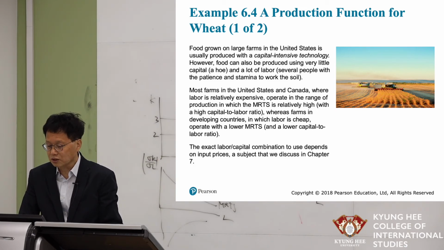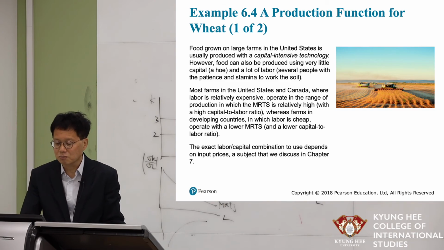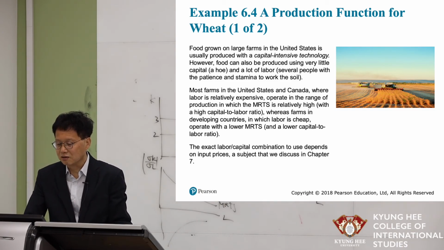Most farms in the US and Canada, where labor is relatively expensive, want to produce the same good using more land and less labor. Okay, but developing countries are just the opposite. Right? Developing countries are usually labor abundant, so they want to produce the same unit of agricultural good combining more labor and less capital and land than in the United States case.